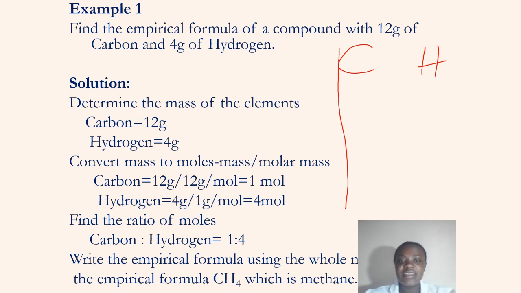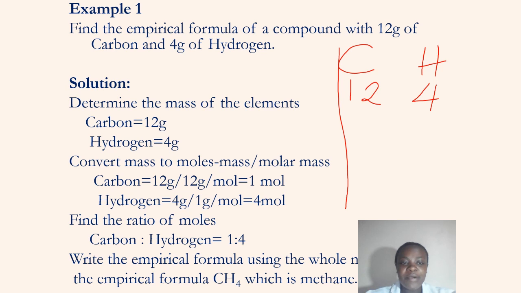So we can write the symbols as I have indicated there. Then their masses, determine the mass of these elements. We are already given the masses. So we are told the mass of carbon is 12. So below carbon, we have 12 grams, and below hydrogen, we have 4 grams. So this is mass in grams.